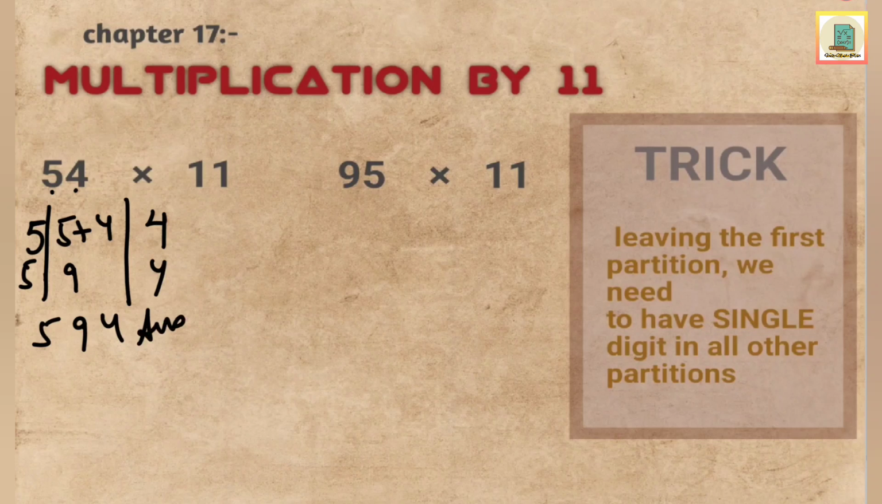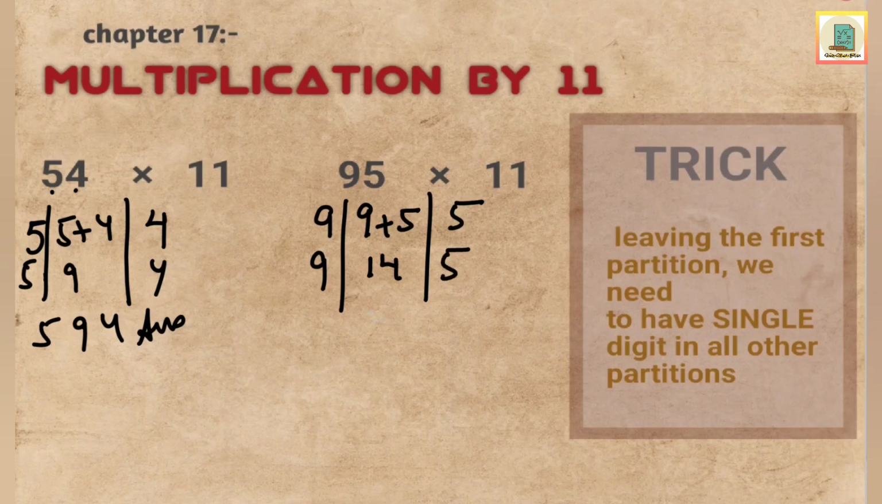Now let's understand the next question, which is 95 multiplied by 11. The first number is 9, so write 9 as it is. Now make a partition and add both the numbers, 9 plus 5. Now make a partition and write the last digit as it is. So it will be 9, 14 and 5.